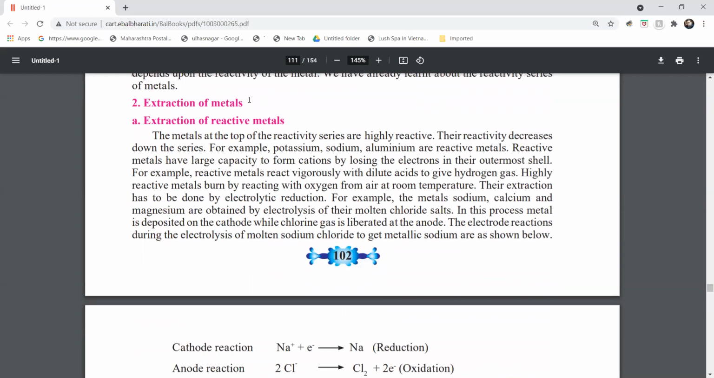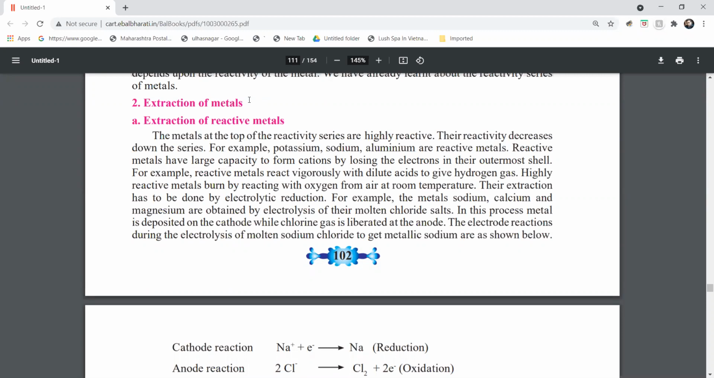The metals at the top of the reactivity series are highly reactive. The reactivity decreases down the series. So we already know that metals which are at the top of the series are more reactive than the ones that are at the bottom. We went through that chart wherein we saw that there are some metals that are so reactive that they react with water itself, and there are metals that react with other reagents like oxygen, and then there are metals that react with only aqua regia, like gold and platinum. So at the top of the series, you have more reactive metals, and as and when you go down the series, you have elements that are difficult to react.